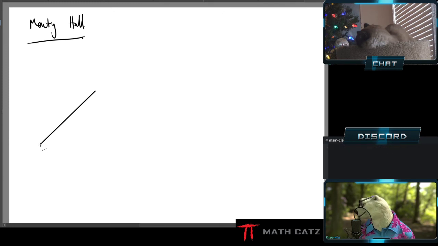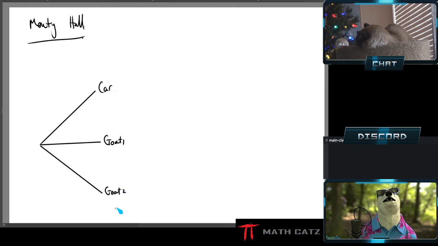I have three options really. I could have selected the car, door one, or I could have selected goat one, or the other goat, let's call him goat two. So this is 1/3 each, it's random. I don't know what's behind the doors. I could randomly choose these. Then, regardless of which one I pick, I have the option to switch or not to switch.